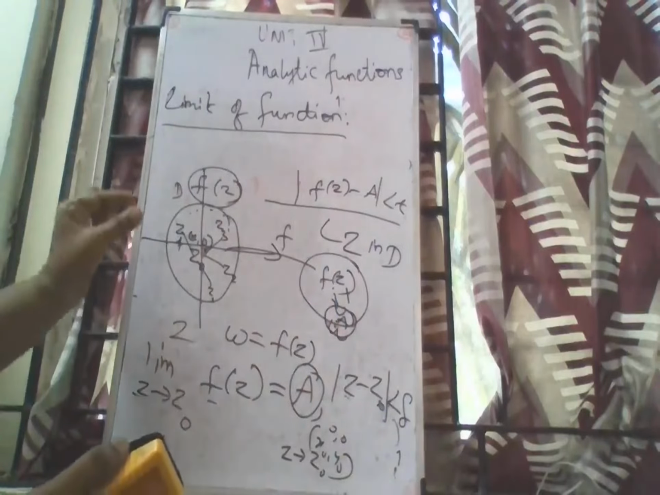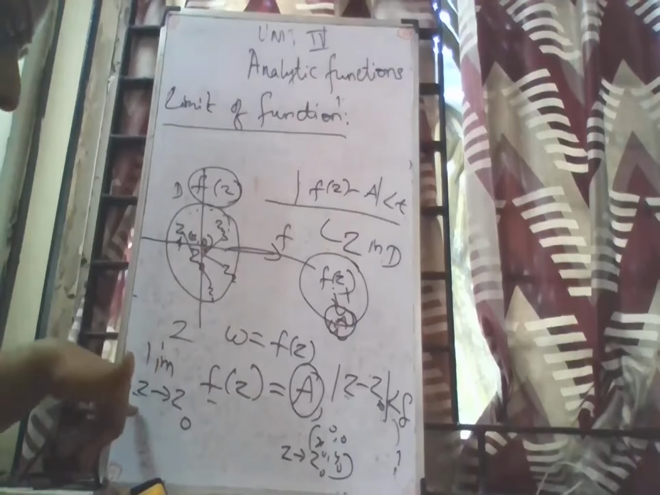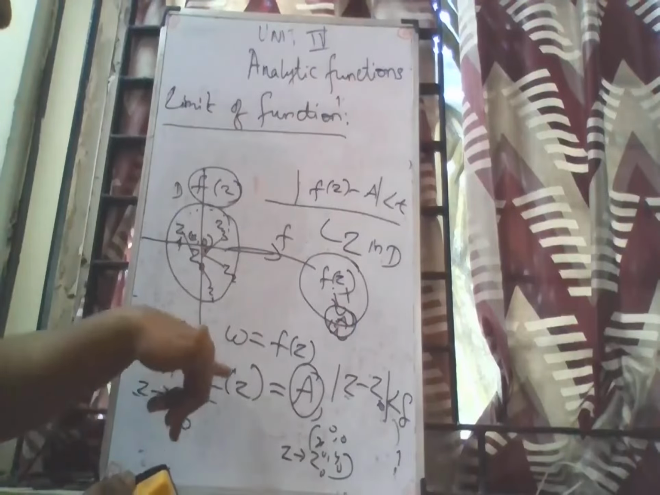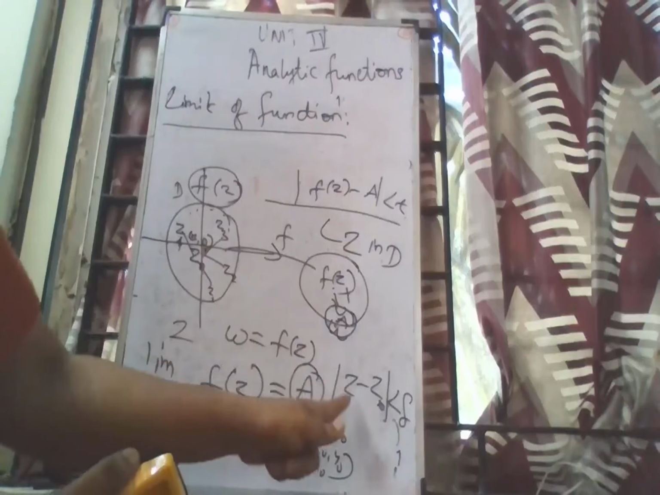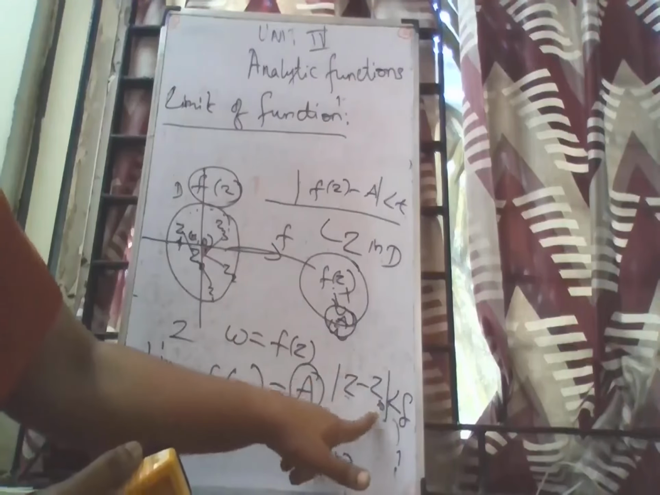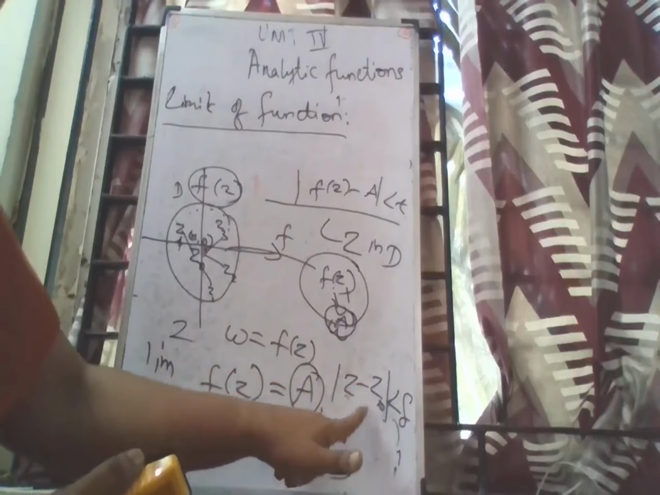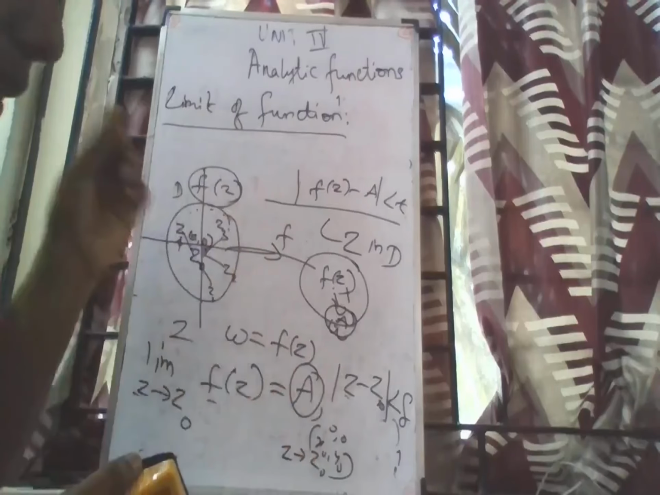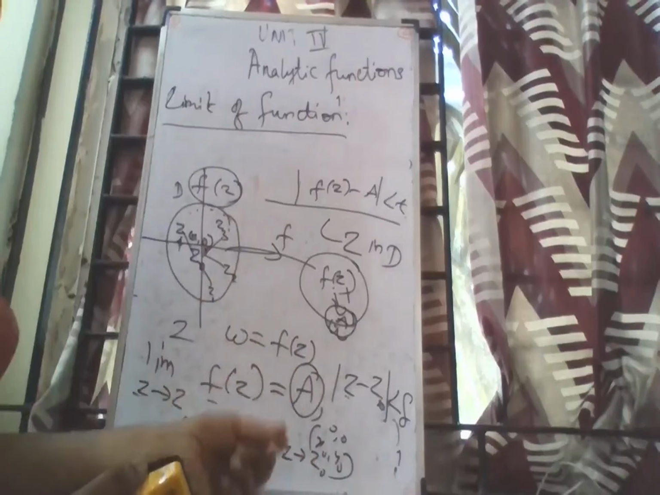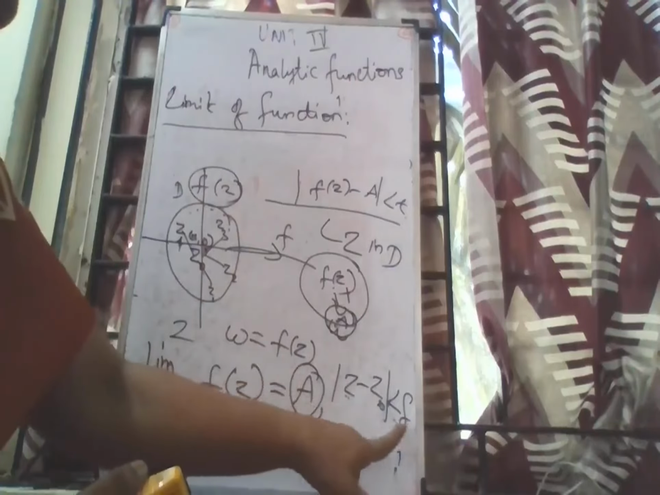The actual definition is: limit as z tends to z naught, f of z tends to A, whenever modulus of z minus z naught is less than delta, which means as z tends to z naught. This is the actual meaning, because less than delta means delta is a very, very small value. When it is very small, obviously z tends to z naught. Only for that we are defining this delta over here.